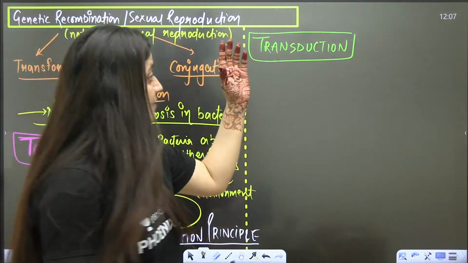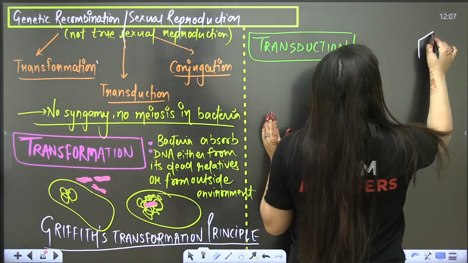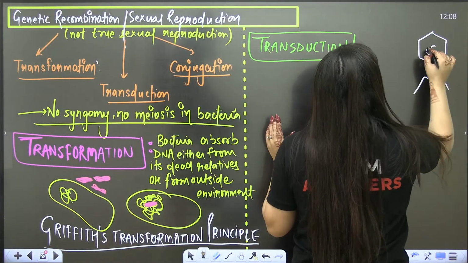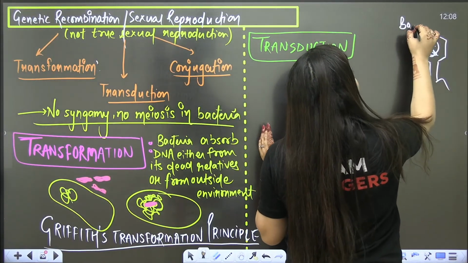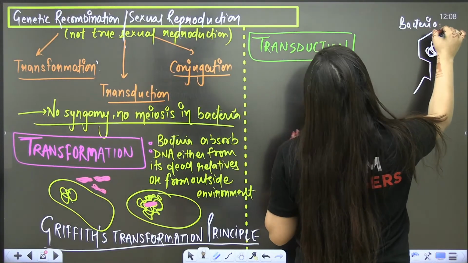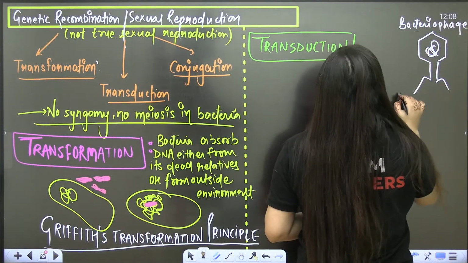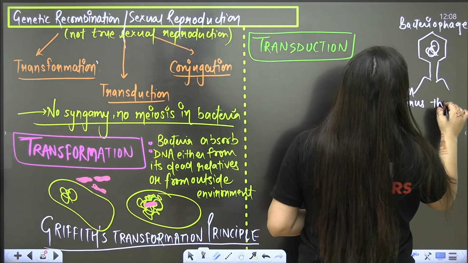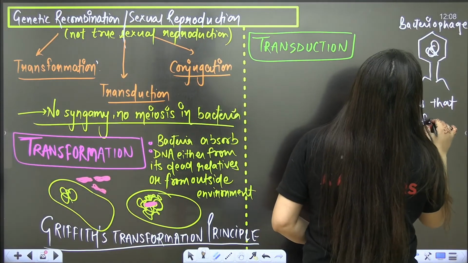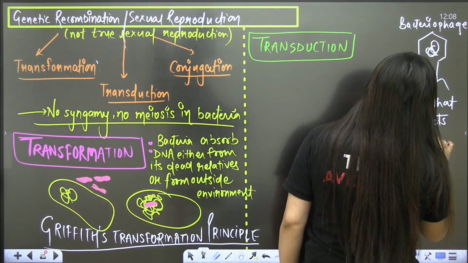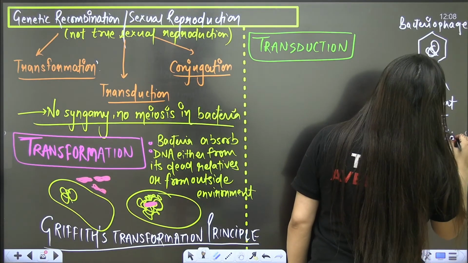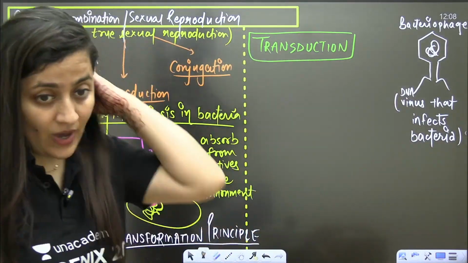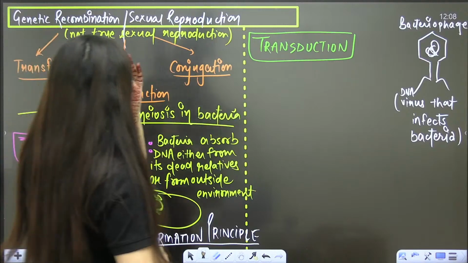Bacteriophage, we have discussed the bacteriophage. If you remember this diagram, polyhedral like this, double-stranded DNA. What is this bacteriophage? It is a virus. It's a DNA virus, and it is a virus that infects bacteria.